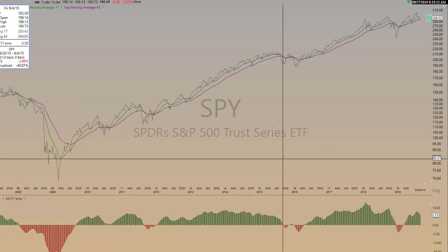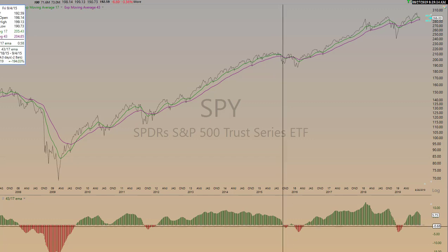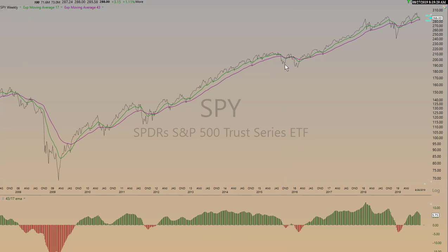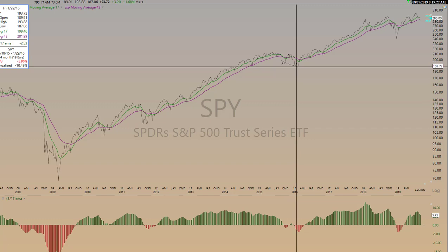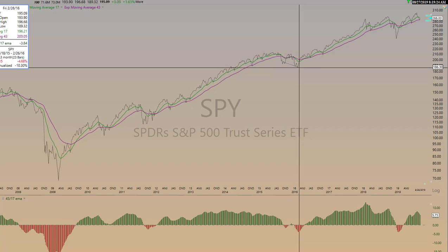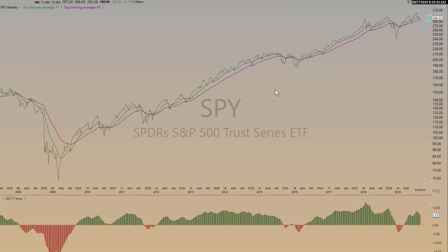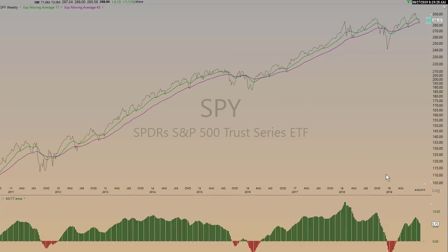Or you can look at it this way: if you put the crosshairs right here where this one triggered, got you out right there. Let's just say you got out of your 401k. Well, guess what? The timing wasn't perfect, but you avoided this. So it does a good job of saying, hey, something's wrong here with the market. And again, we'll watch this one.